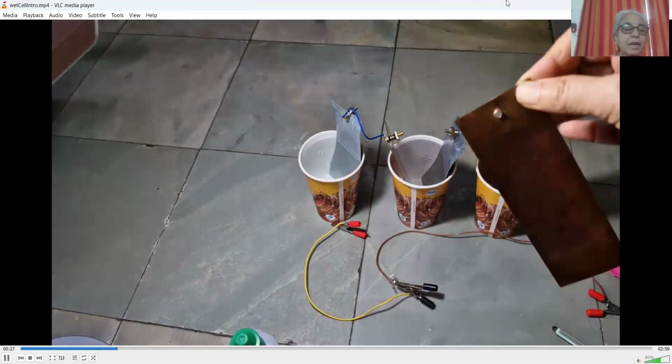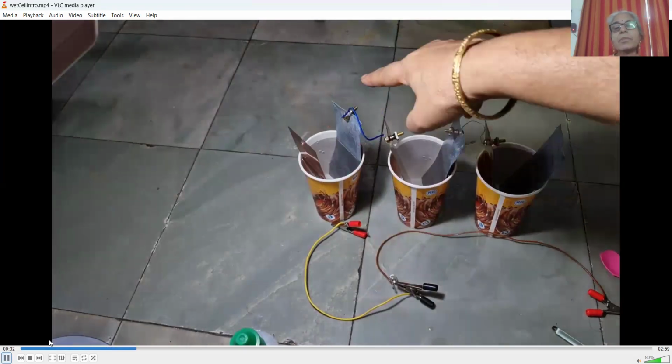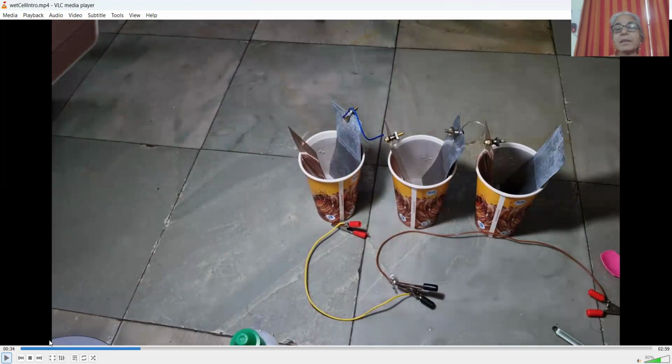Okay. So now I have 3 cells which I have connected in series. How can I say that they're connected in series? This zinc plate is the negative of the cell. The negative of the first cell is connected to the copper plate, which is the positive of the second cell. Similarly, the negative of the second cell is connected to the positive of the third cell. And I'm going to use the copper plate of the first cell as the positive of my battery, and the zinc plate of the last cell as the negative of my battery. I'm going to connect it to a small LED bulb.